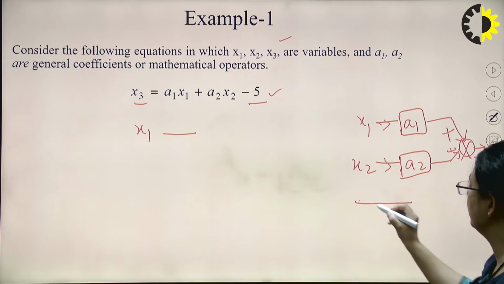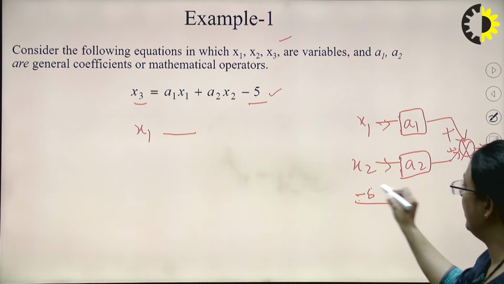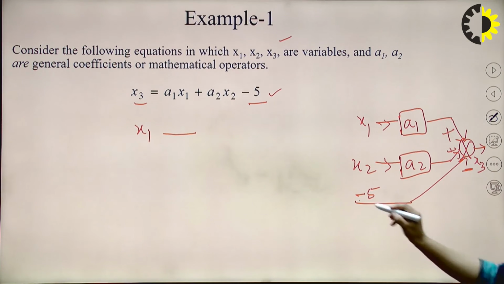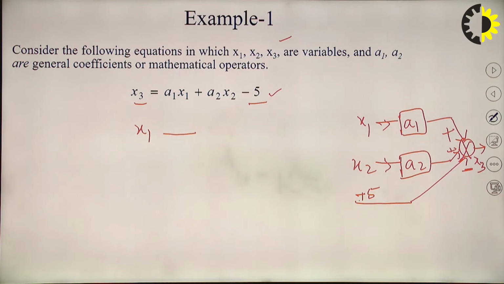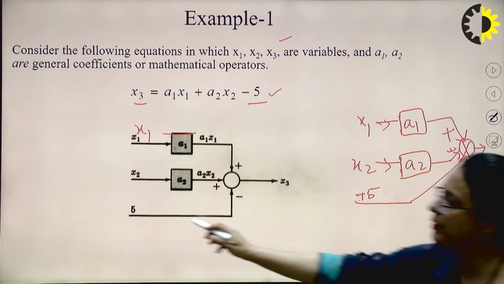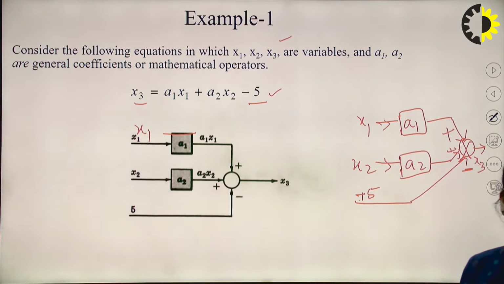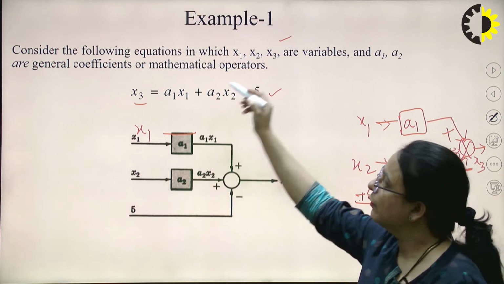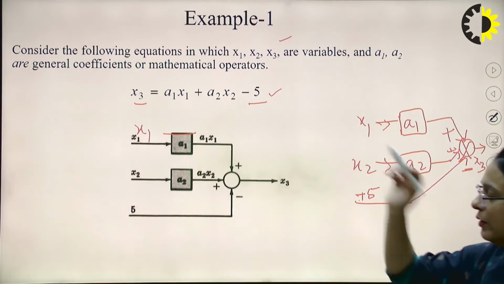We can directly apply -5 and give it to this, or we can apply a minus sign here and a plus sign here. 5 is given here, and this will be x3. You can see this 5 can be directly given here, or you can draw this figure. Through this equation, you can draw this block diagram.